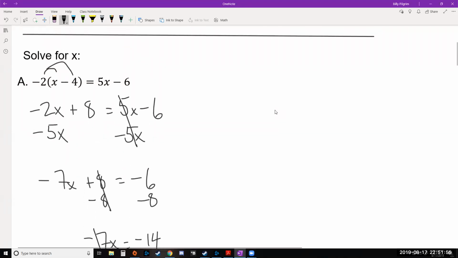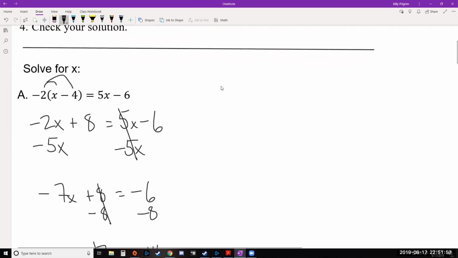So we're claiming that when x is 2, we have a true statement. Let's do a quick check just to see if that works. So we're going to replace all the x's with a 2.